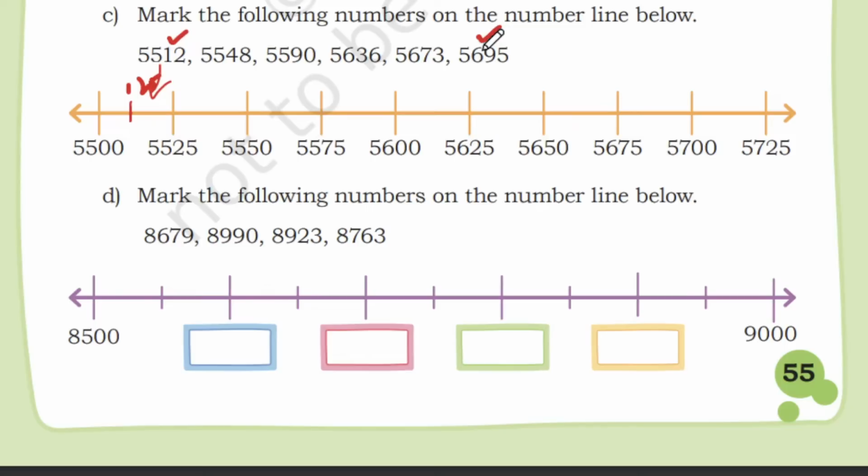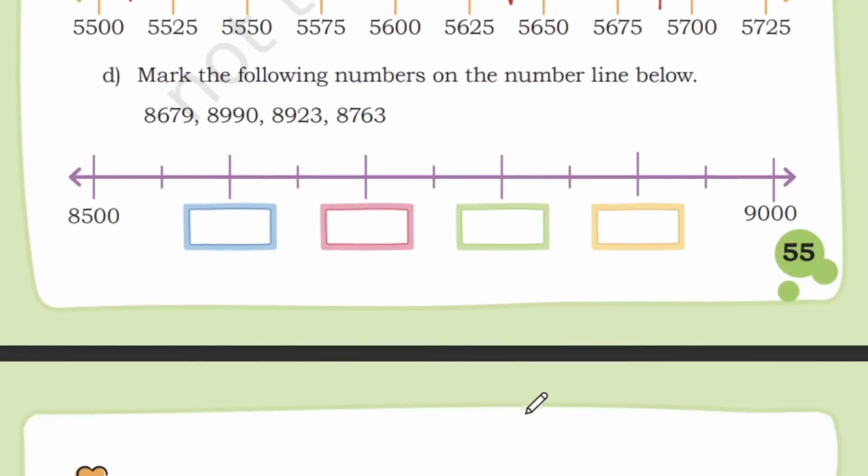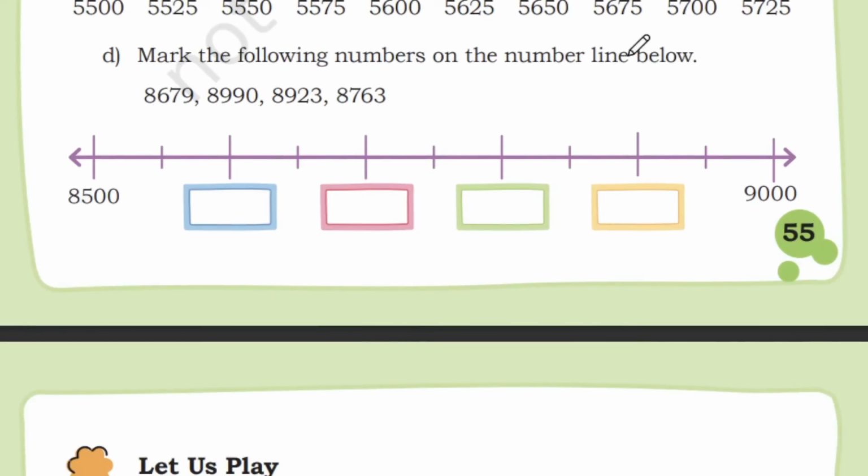Next, 5,695. So 5,695 will be between 5,675 and 5,700. It will be between here. 5,695. And next 5,635. 5,635 will be between here. Okay, 5,635 will be between 5,625 and 5,650.